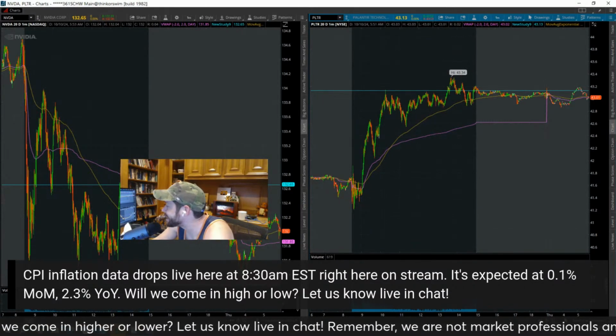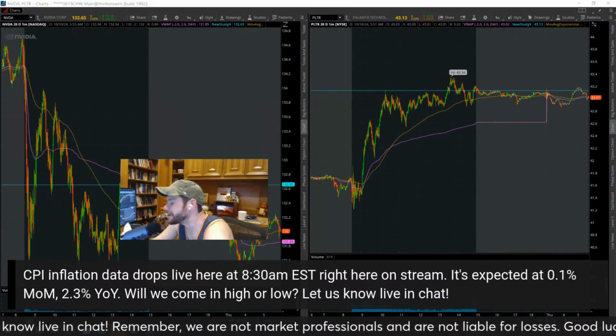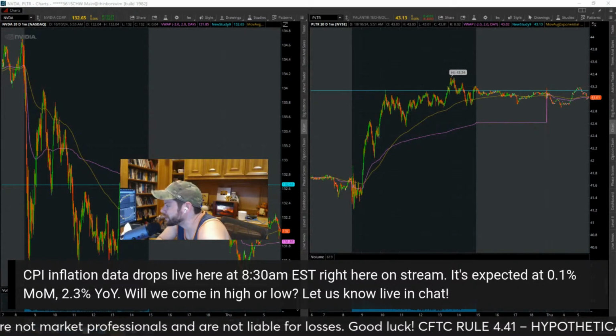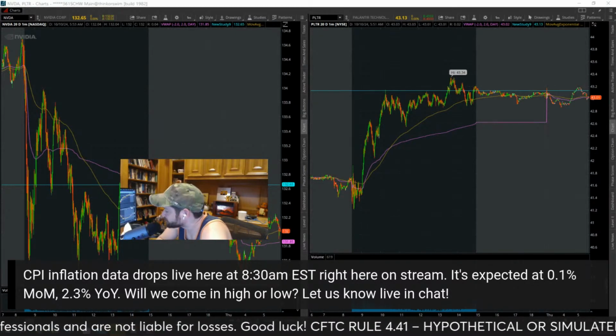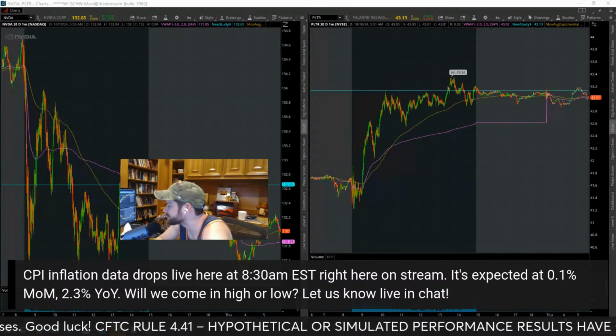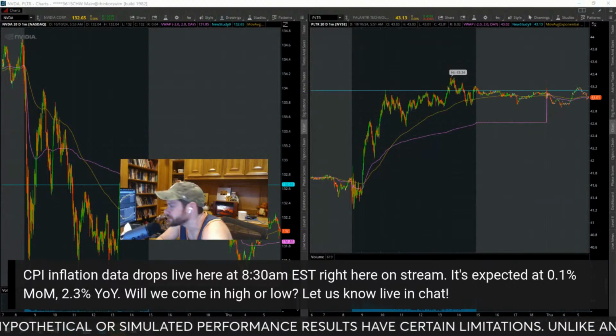Again, I feel like I have a lot to live up to in regards to CPI. I've gotten the last 5 CPI reports exactly right, which is weird to me. I don't know how I've been able to get them all right. I know it's not going to continue forever. Eventually I'm going to get one wrong, and that's okay. But yeah, I'm going to go with 2.4, 0.2% month to month.